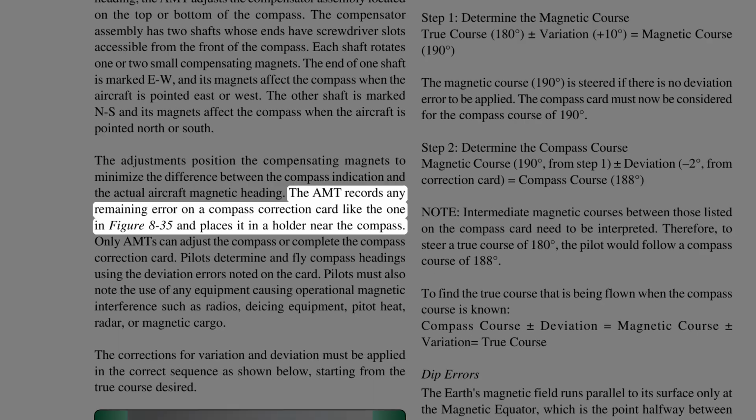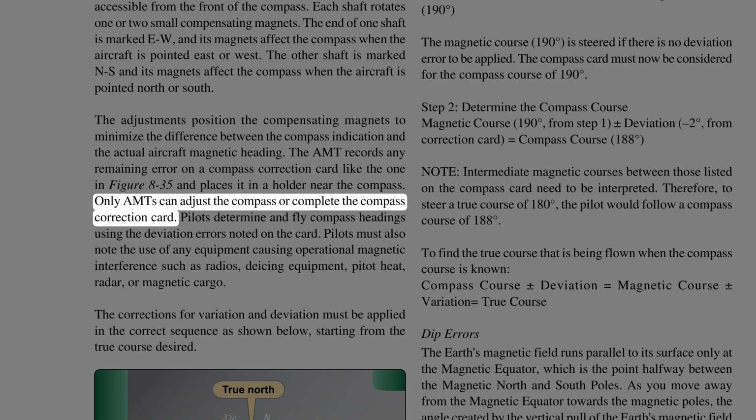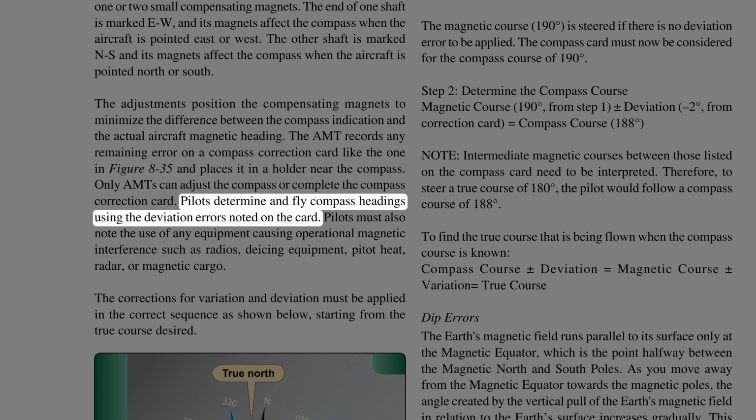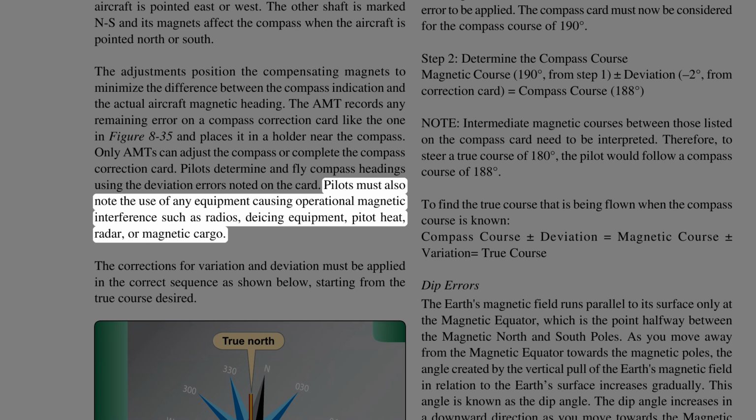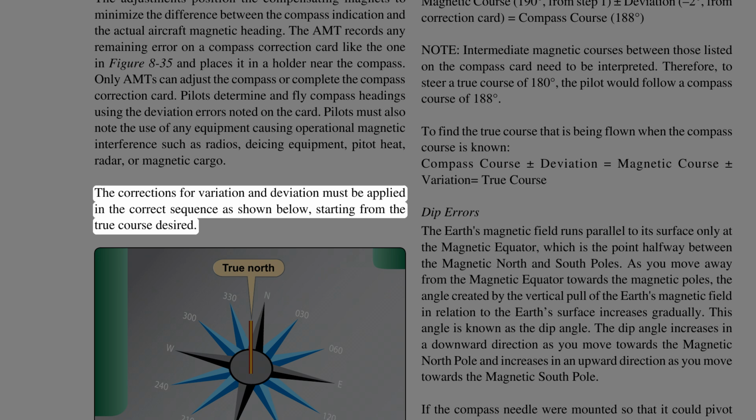magnetic heading. The AMT records any remaining error on a compass correction card like the one in Figure 8-35 and places it in a holder near the compass. Only AMTs can adjust the compass or complete the compass correction card. Pilots determine and fly compass headings using the deviation errors noted on the card. Pilots must also note the use of any equipment causing operational magnetic interference, such as radios, de-icing equipment, pitot heat, radar, or magnetic cargo. The corrections for variation and deviation must be applied in the correct sequence as shown below, starting from the true course desired.